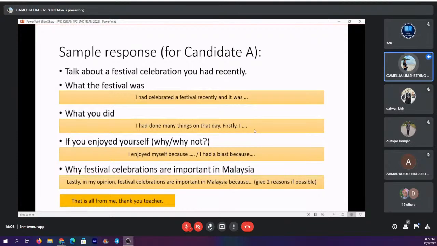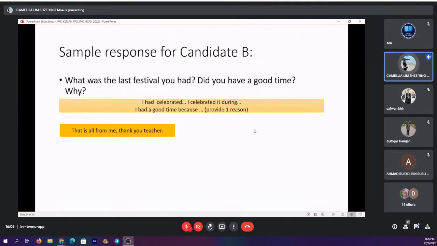Now we're going to the sample response for candidate B. So after that 1 minute response by candidate A, candidate B will have to answer a short, brief question. So sample response for candidate B, such as this. What was the last festival you had? Did you have a good time? Why? This question will not be in the exam, in the paper where the candidate can see it. This will be asked verbally by the interlocutor.